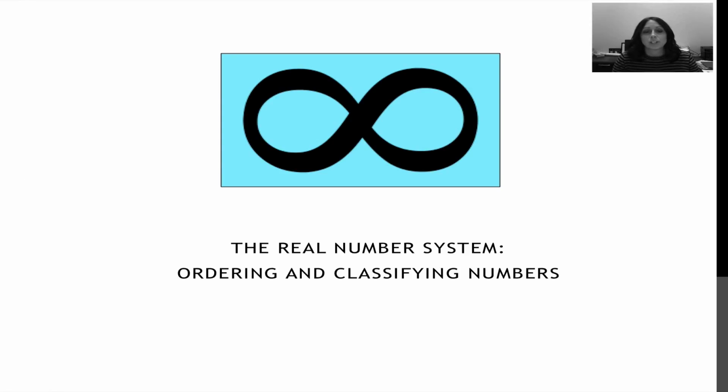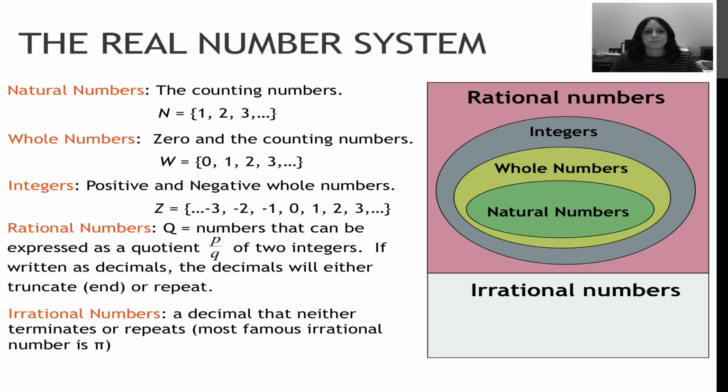This is the real number system, so ordering and classifying numbers. The real number system is basically a way for us to classify a number based on some of its characteristics. As you can see here, we have a Venn diagram that's talking about the different number systems. A Venn diagram will show you what belongs in what other set.